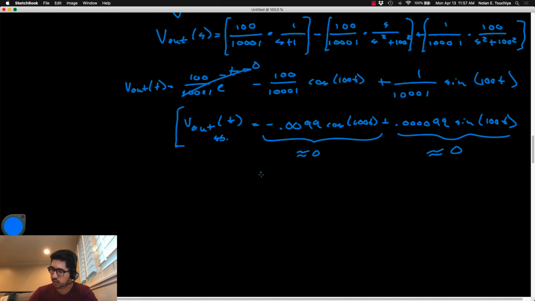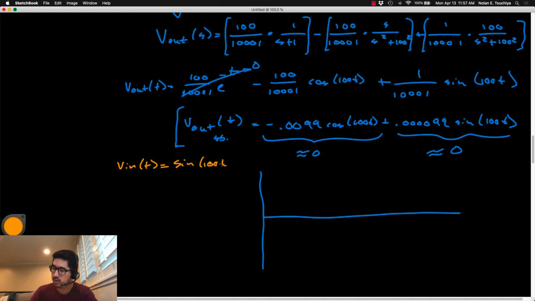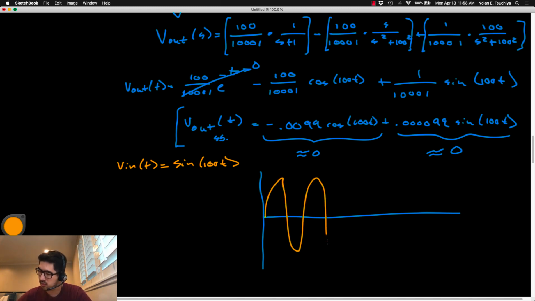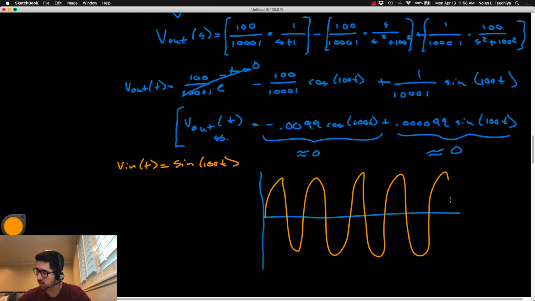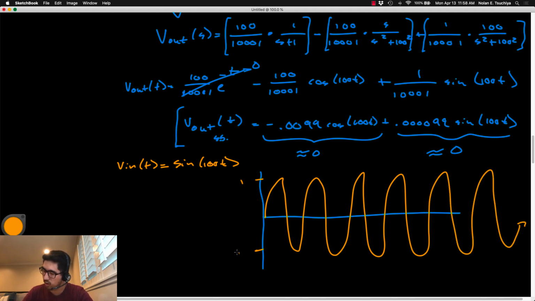If we look at this on the time scale, remember that V in is sine of 100t. So the input has a much higher frequency. The input frequency, maybe this is sine of 100t, is a high frequency signal of magnitude 1.